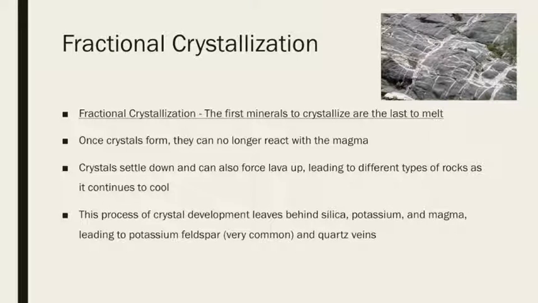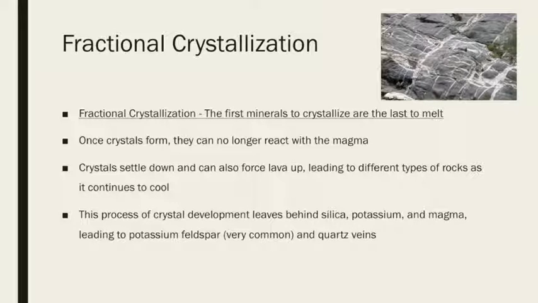So then we have this term called fractional crystallization, which says the first minerals to crystallize are the last to melt. So essentially, once these crystals form, they no longer react within the magma. So what happens is these crystals will settle down, they'll kind of force that magma up, and then as it cools, it'll lead to those different types of rocks.